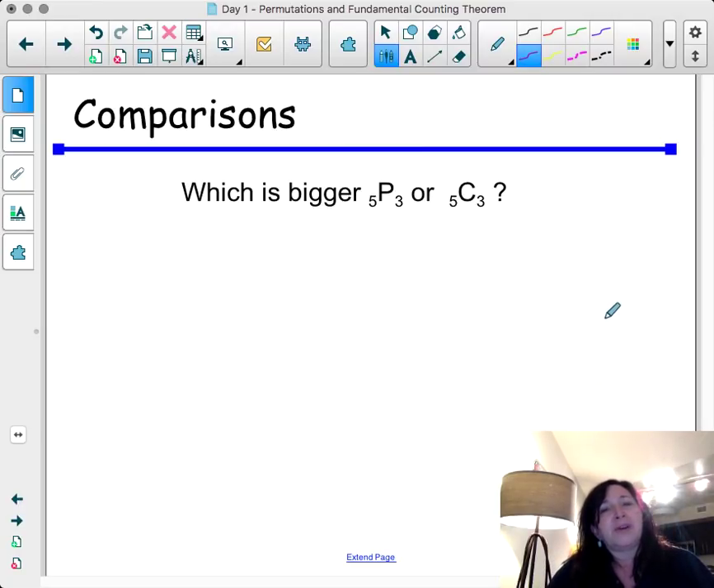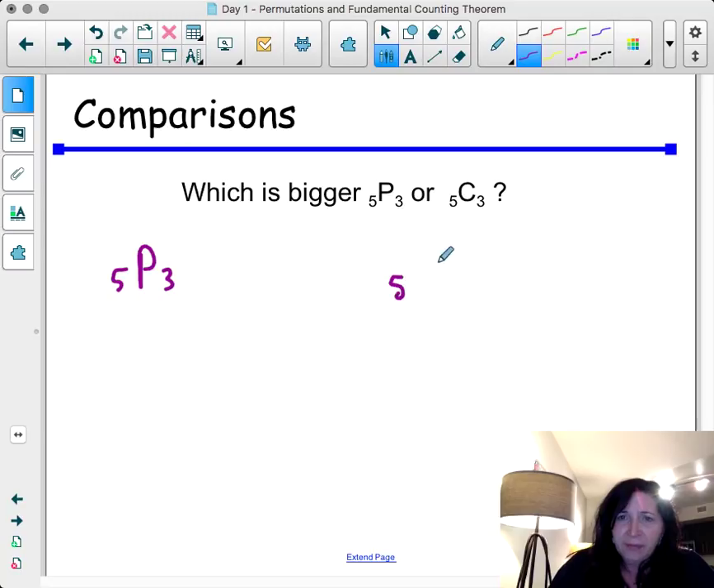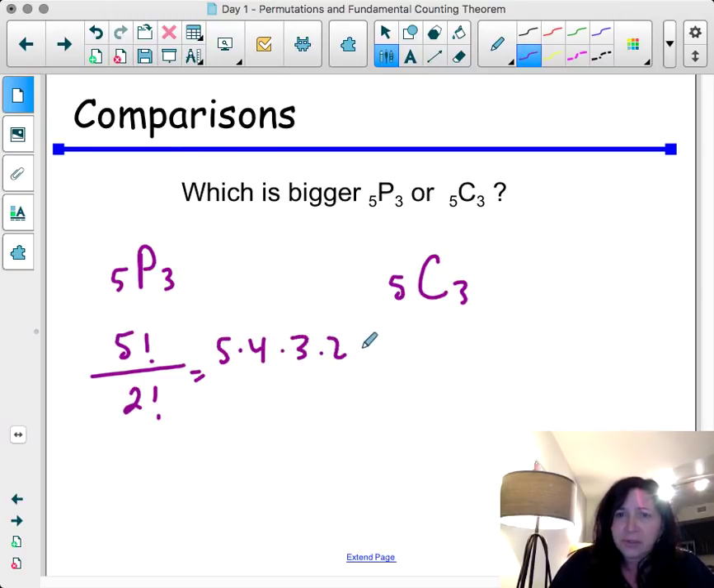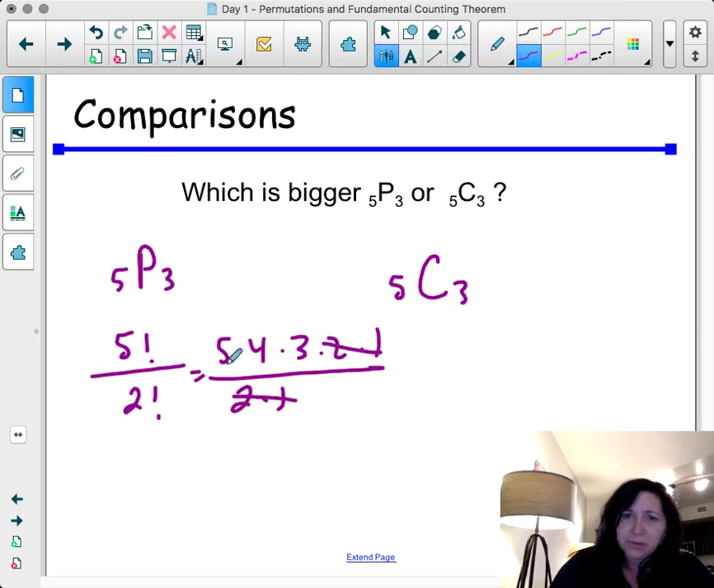So what do you think is bigger, a permutation or a combination? Which one? We did 5 permutations of 3, and we also did 5 combinations of 3. Well, 5 permutations, so remember 5 factorial over 5 minus 3, which is 2 factorial. So we had 5 times 4 times 3 times 2 times 1 over 2 times 1. So these cancel with those. We've got 20 times 3, 60 different choices.